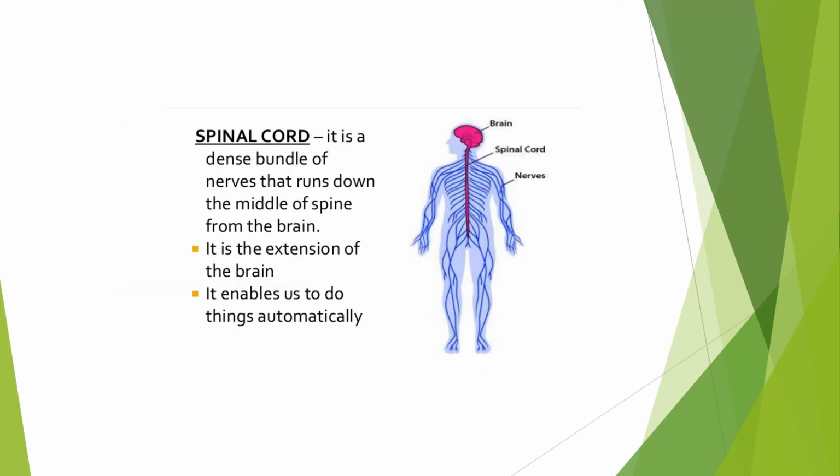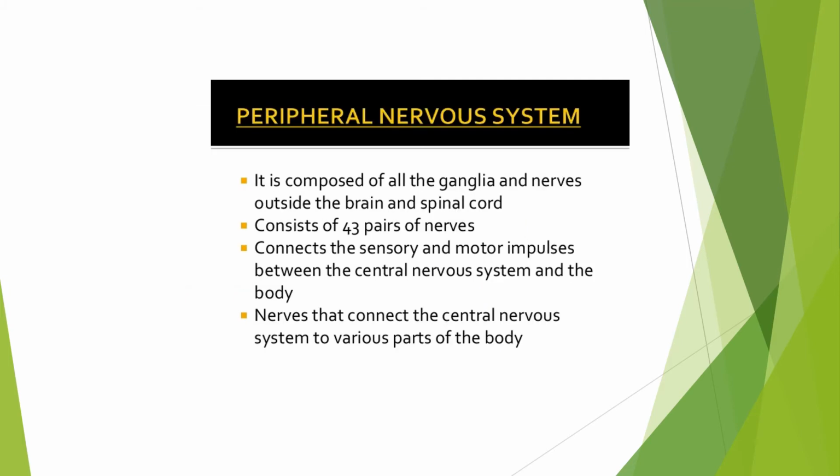Now, the spinal cord. The spinal cord is a dense bundle of nerves that runs down the middle of the spine. You can say that it is a kind of extension of the brain, and it enables us to do things automatically. It is protected by the vertebral column or the backbone of the body, just as the brain is protected in the skull and a few membranes that are known as meninges. That was about the central nervous system.